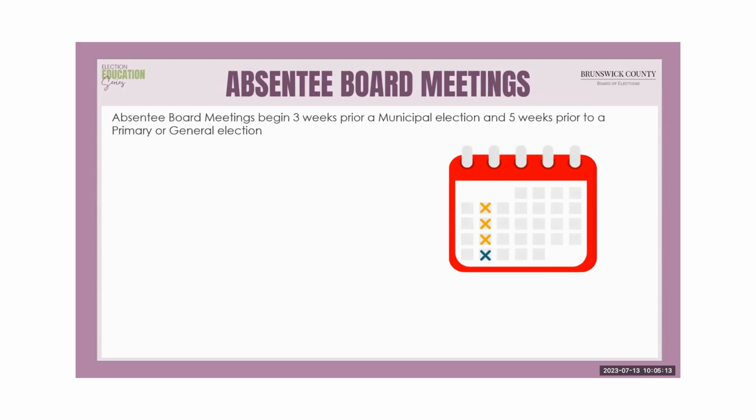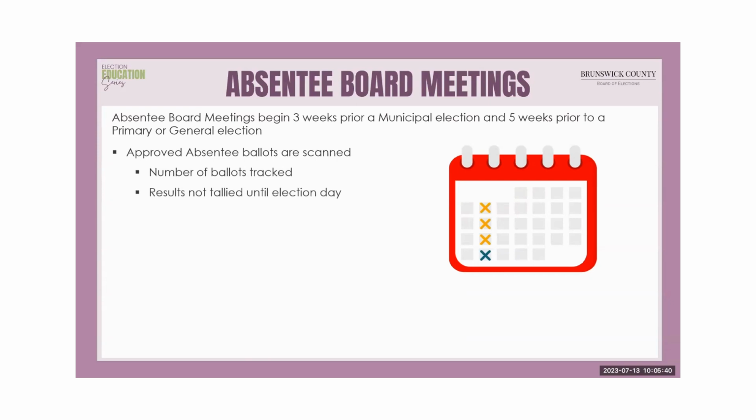Once reviewed by the board, then staff take preparatory steps in opening and scanning the approved ballots. Opening the envelope and removing the approved ballot is done by a bipartisan team under the supervision of the Board of Elections. Approved absentee ballots are scanned at the absentee meetings. The number of approved ballots is tracked at each meeting, but results are not tallied until Election Day.